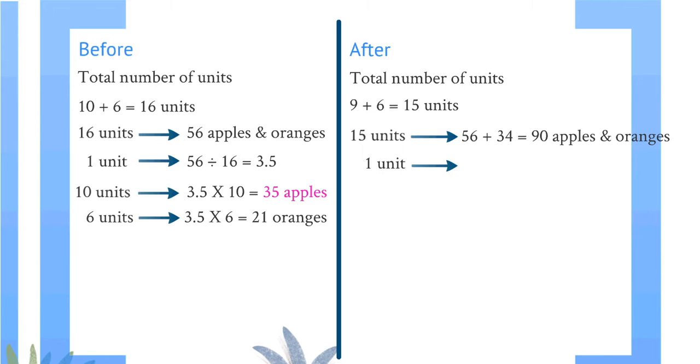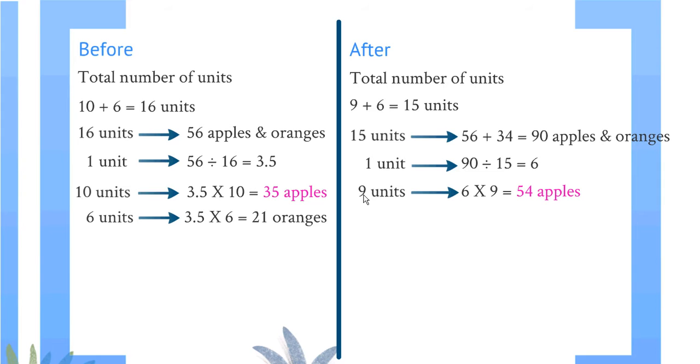1 unit is equivalent to 90 divided by 15 equals 6. So 9 units is equivalent to 6 times 9 equals 54 apples, right? So 9 units here represents apples. So 6 times 9 equals 54 apples.